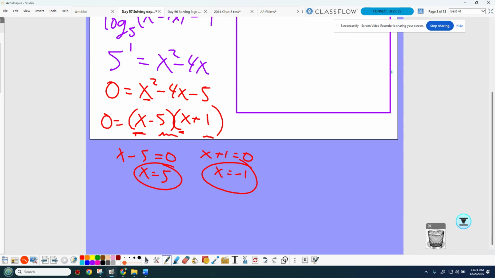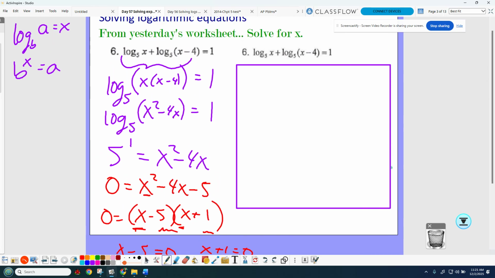So I get these two answers: x equals 5 and x equals -1. Do both answers work? Can I do log of absolutely anything? No. Jean Gideon, why? You can't do the log of a negative number or 0. So plugging in 5, it's not 0 or negative, so 5 works. And not -1. Plugging in -1, I get -5.